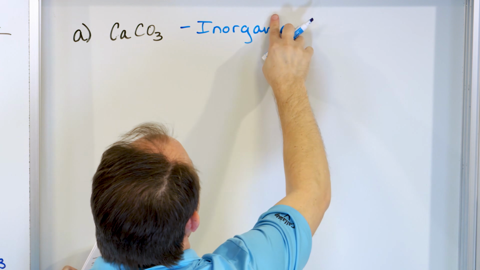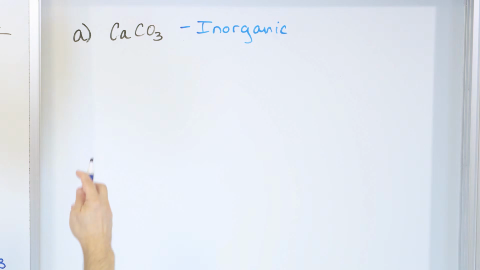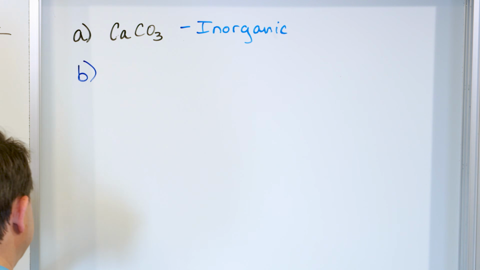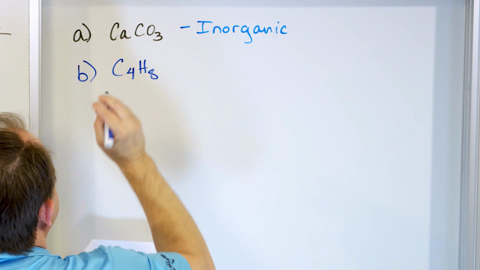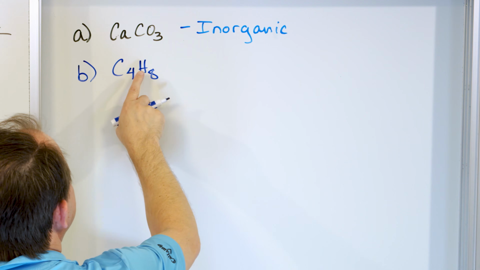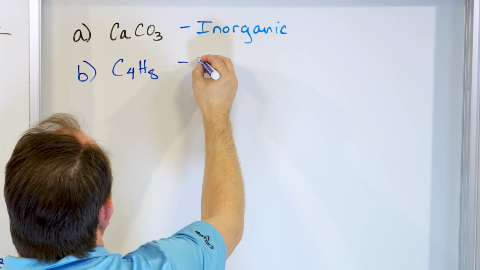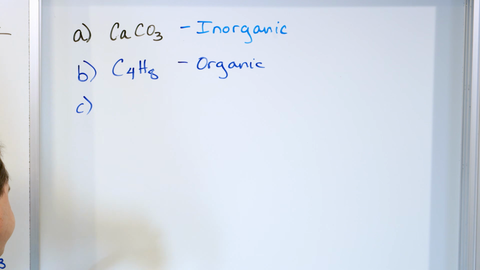It needs to have carbon and hydrogen. All right, next problem. Let's take a look at C4H8. Is this organic or inorganic? Okay, it's got carbon, it's got hydrogen, nothing else, so this thing is organic. Whatever it is, it's organic.